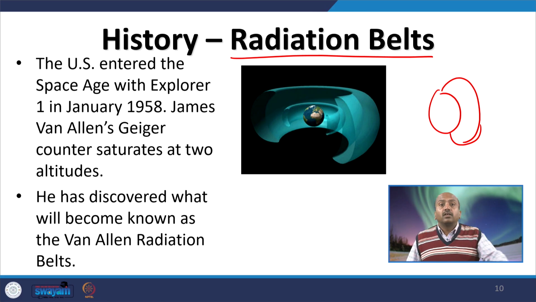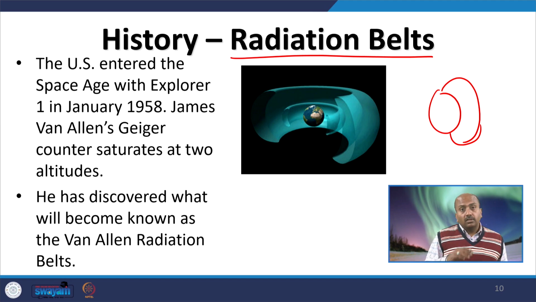using his Geiger counter, was able to see that the counter saturates at 2 different altitudes, 2 different L points from the Earth. What does it mean? At these 2 different points, there is a huge particle flux which is saturating the counter, right. So, there must be some reason why there is a large concentration of particles at these altitudes. That intriguing question subsequently led to the discovery of what became known as the Van Allen radiation belts.